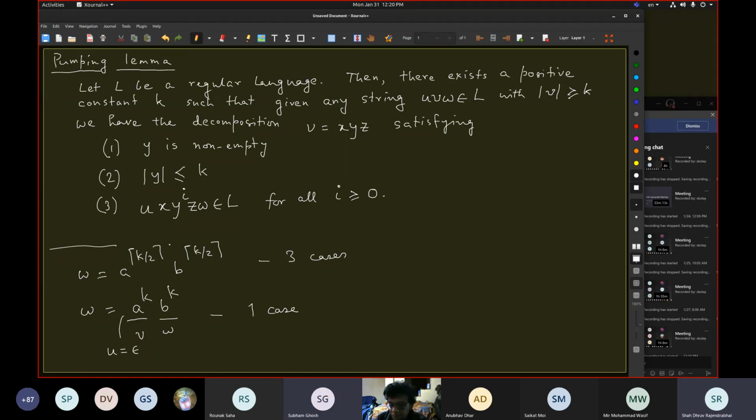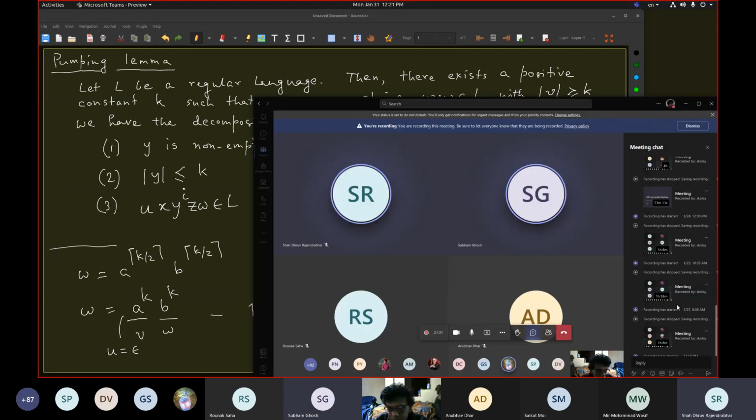Explicit form. Yeah, something is wrong.